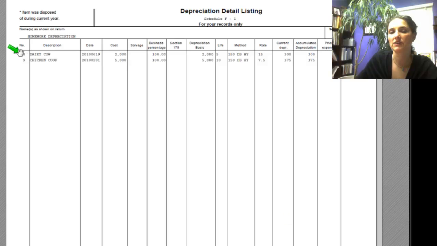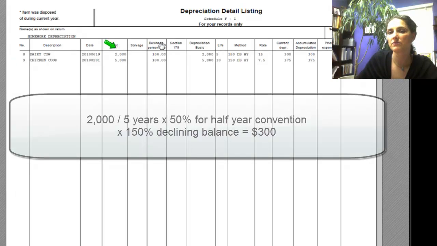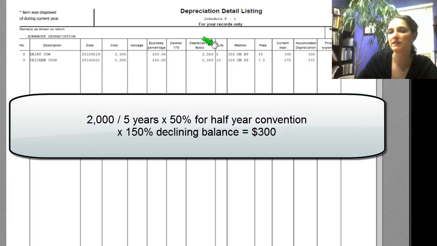The farm activity, we have the dairy cow and the chicken coop, both 100% business use, both assets placed in service during the current year, 2010. Cost on the cow, $2,000. Depreciable basis, $2,000. The cow is 5-year property, but because this is a farming activity, we must apply 150% declining balance, and that gives us a first-year depreciation rate of 15% and a current year deduction of $300.